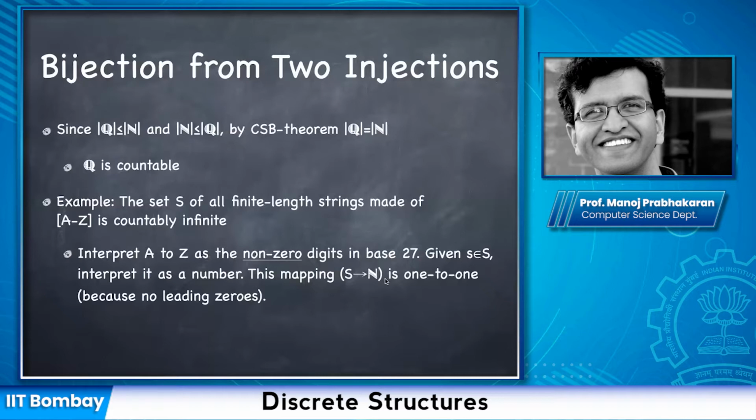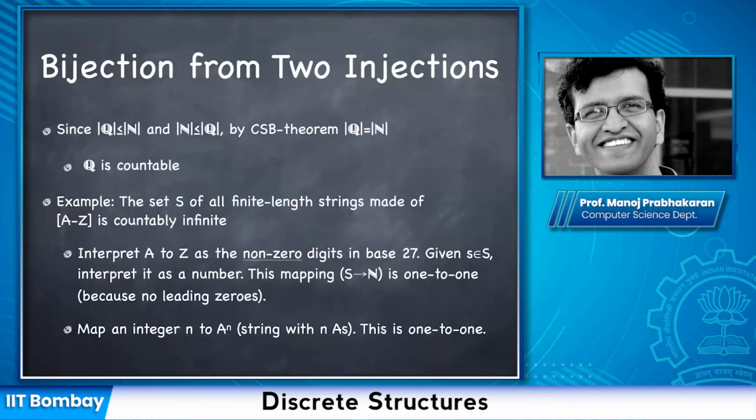For that, I need an injective function in the reverse direction also. And that's trivial. You can do many things, but here I'm just going to map an integer n to a string of length n consisting of n a's. Okay, so clearly that's one-to-one. So now I have one-to-one functions going both ways. So by the CSB theorem, there is a bijection from S to the set of natural numbers.